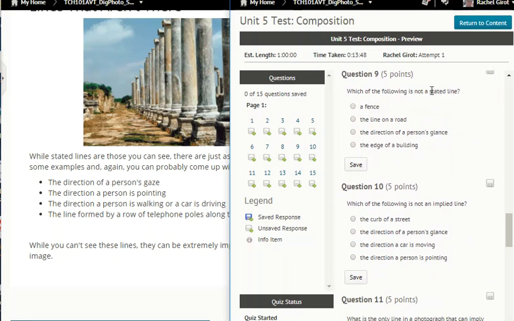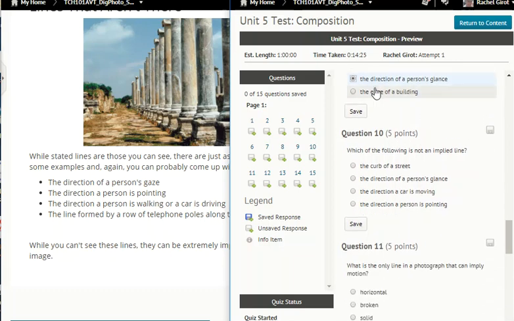So this would be an implied line, one that's not an actual line in the picture, but it's implied. Would it be a fence? No, we could see the line of a fence, so that would be a stated line. Is it the line of a road? No, we'd be able to see the line in the road. Is it the direction of a person's glance? Yes, it is the direction of a person's glance, because there's not a line coming out of your eyeball across the image, but you can see the line of which that person is looking toward. The edge of a building, we'd be able to see that line, so that's a stated line.